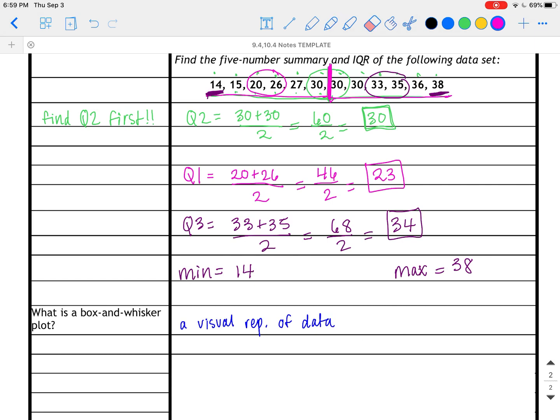I made a little mistake right there. Along a number line that uses the 5-number summary to display the variability of data. So how data varies.